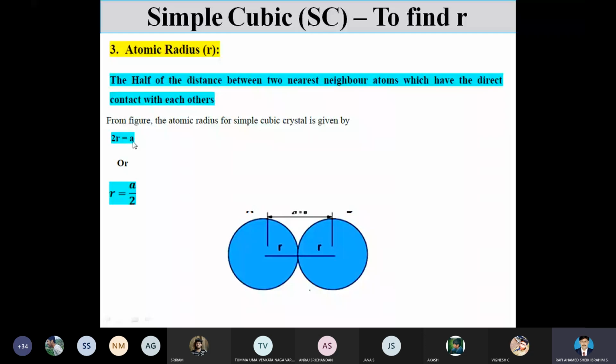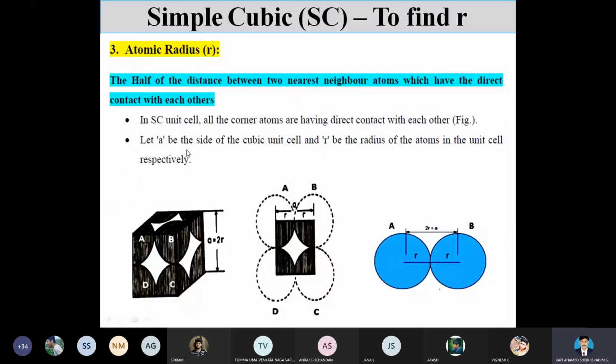So here A is the side, the A that I have shown here. The A is shown in the second figure. You can see that. Not only for AB, the side is A. If you consider A and D, the side is also A. If you consider CD or DC, the side is A. If you consider BC, the side is A. Because the structure is a cubical structure.